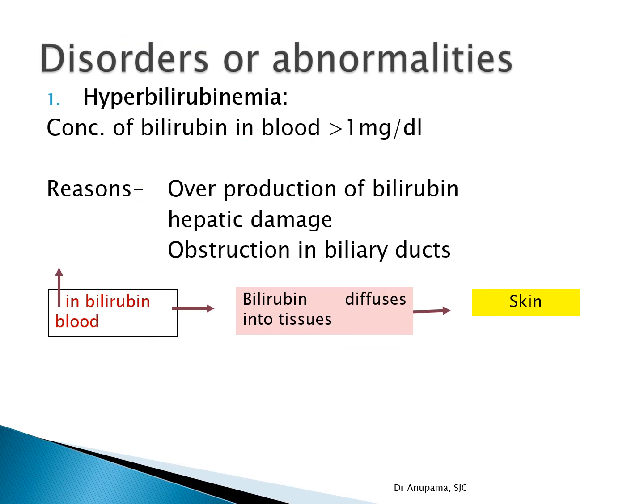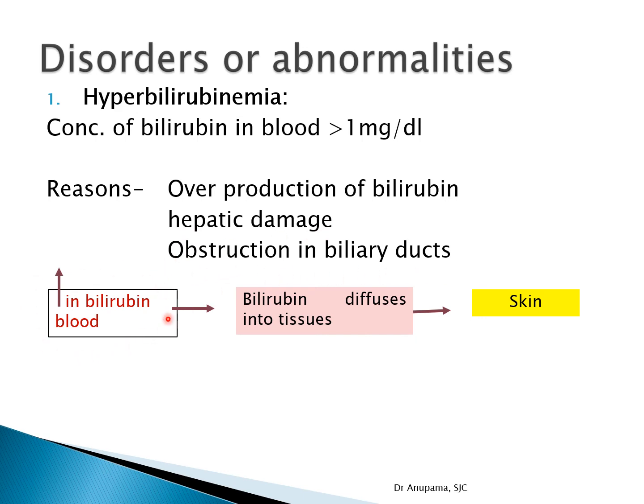Now we shall see the disorders or abnormalities associated with heme degradation. The first one is hyperbilirubinemia. In this, the concentration of bilirubin in the blood is more than 1 milligram per deciliter. And the reasons are overproduction of bilirubin. It can be because of hepatic damage or because of obstruction in biliary ducts.